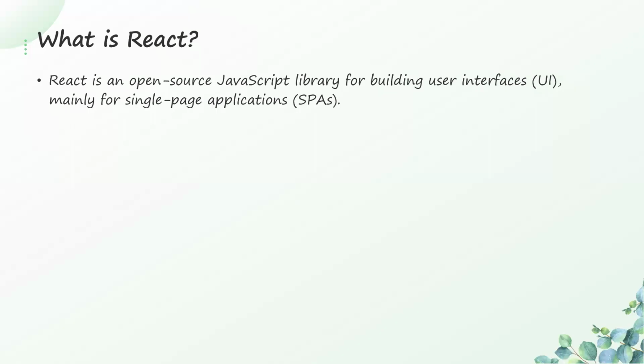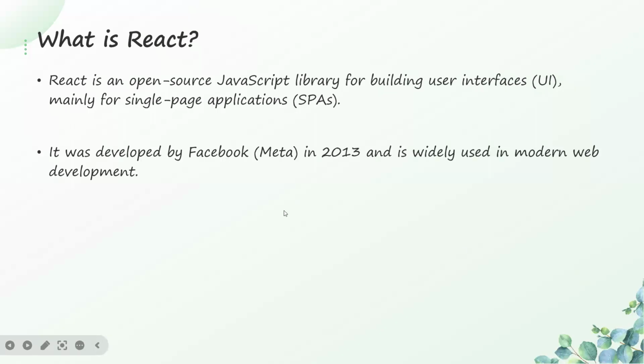It is also open source. It means that it is free of charge and anybody can have access to it, and anybody can also contribute to it. It was developed by Facebook, Meta, in 2019, and it is widely used in modern web development. In short, React is the most popular, most widely used UI library. When it comes to front-end web development, React is mostly used.